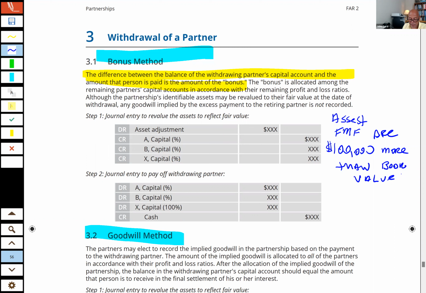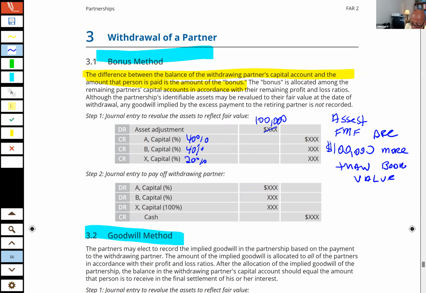Okay. So if that's the case, and guys, I'm going to get rid of these X's and actually put numbers here. Then that means I have to write the assets up to the 100,000, because when the old partner is leaving, we're essentially creating a new partnership. So we have to write the assets up to whatever that new fair market value is. Now, again, as part of my nightmare last night, I decided that A has a capital balance of 40%, B has a capital balance of 40%, and X has a capital balance of 20%.